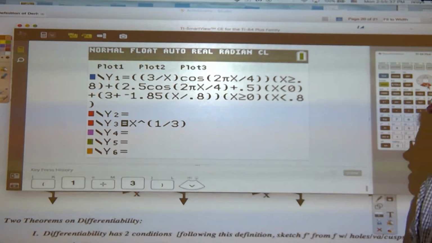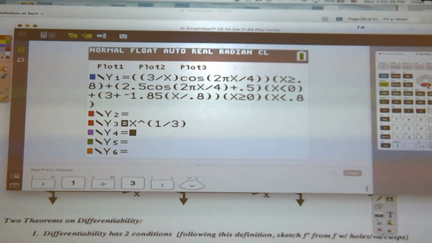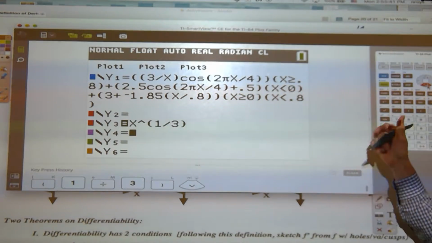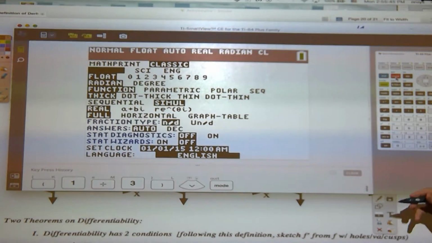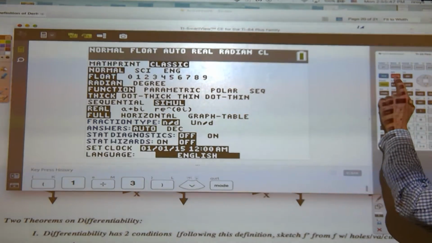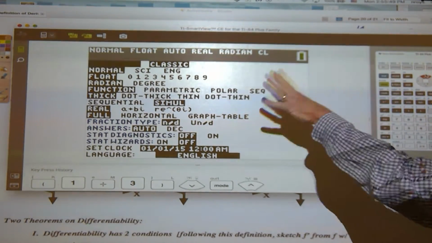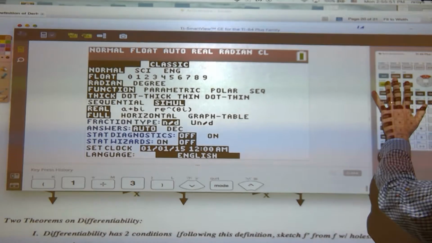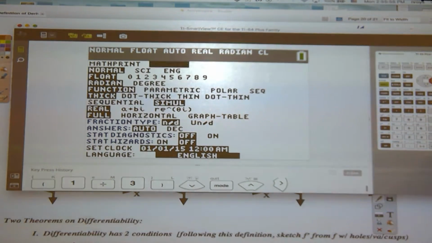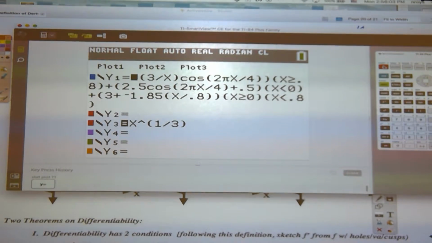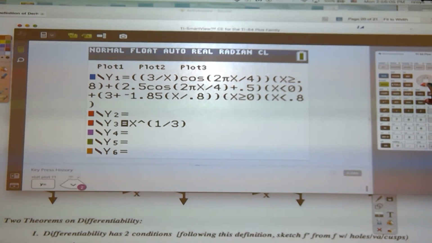Now, ladies and gentlemen, the derivative is going to look different depending on which mode you're in. You don't have to leave it in classic mode, but would you please press mode and go out of math print for now. You can go back in later. Put the cursor on classic and then press enter, so that everyone has the same rendering on the y equals screen of this derivative idea.